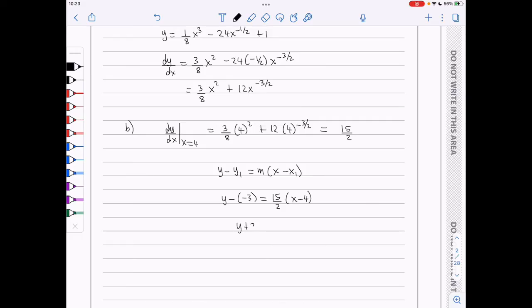I will expand the right hand side, it will give me 15 over 2 x minus 30, leading to a final answer of y being 15 over 2 x minus 33.